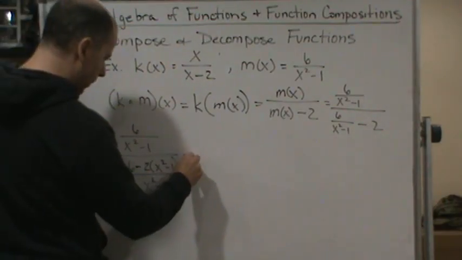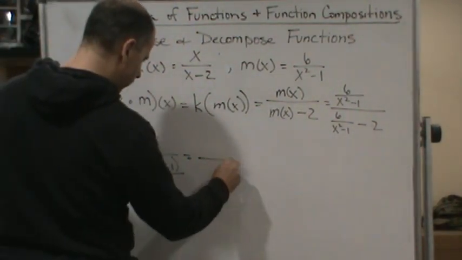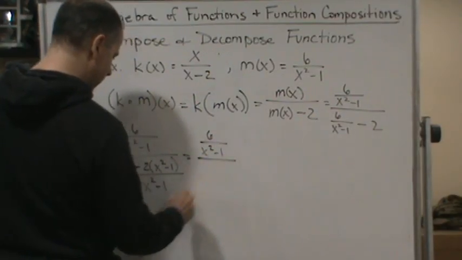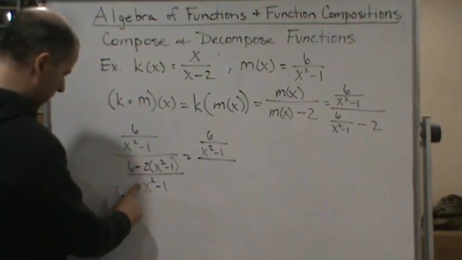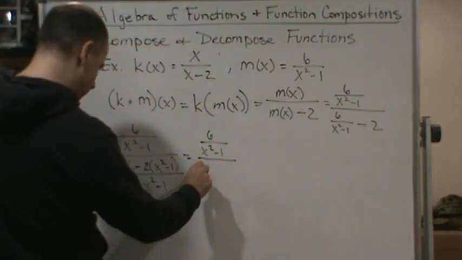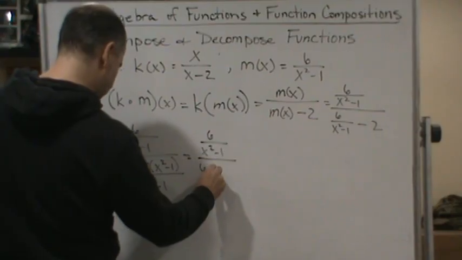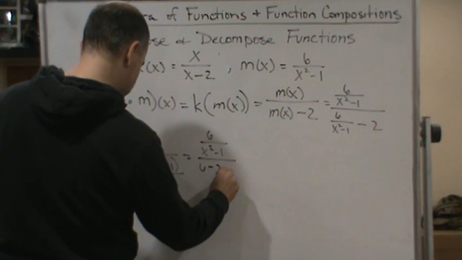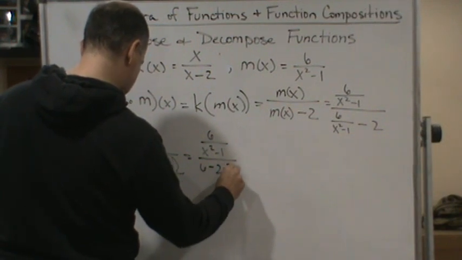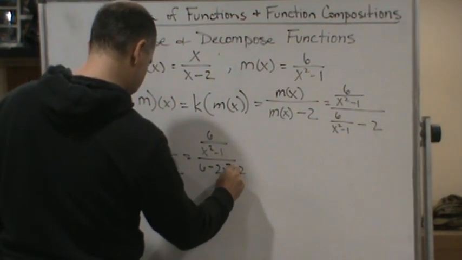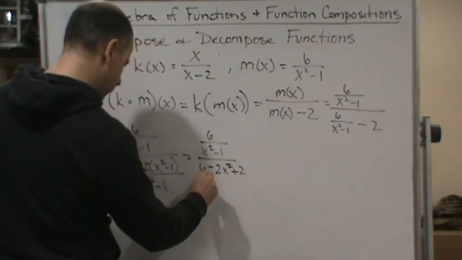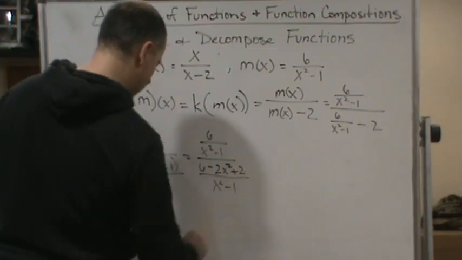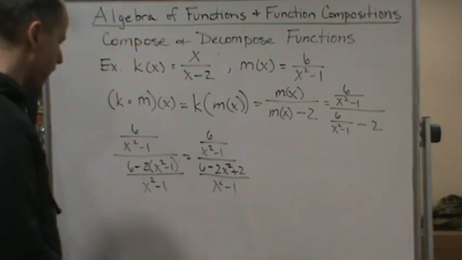Okay. Now I'm going to simplify the fraction. So 6 over x squared minus 1. Down here, I'm going to simplify this, so this is going to be 6 minus 2x squared plus 2, all over x squared minus 1. Okay?